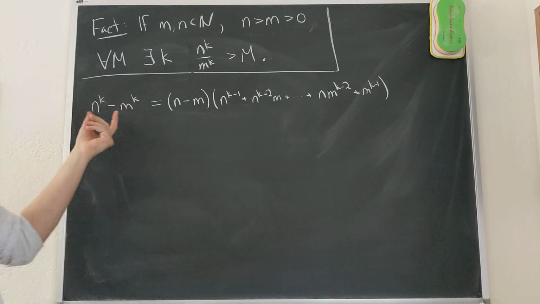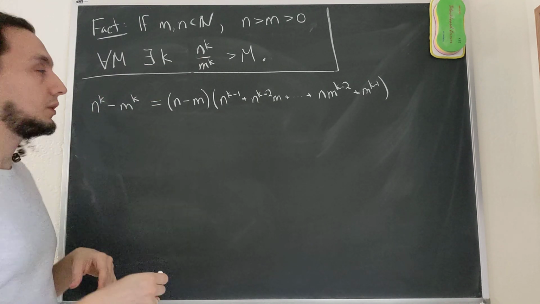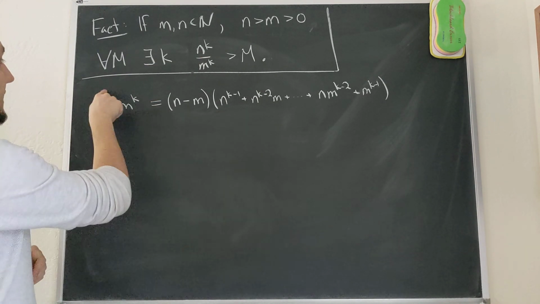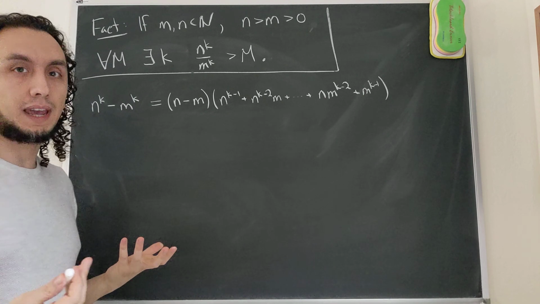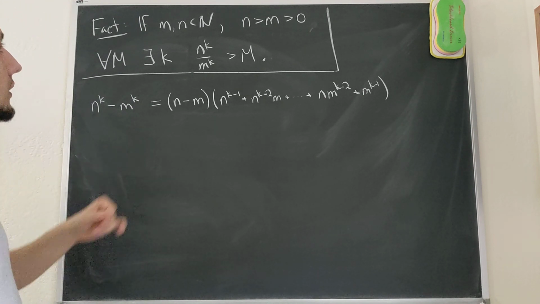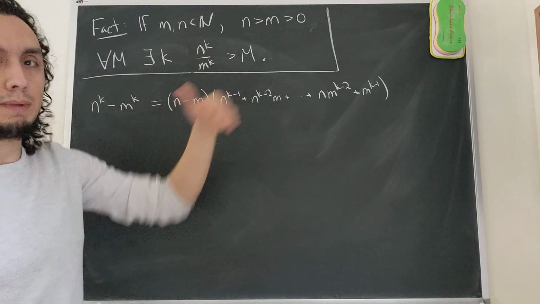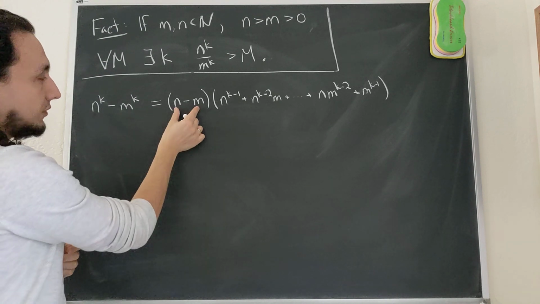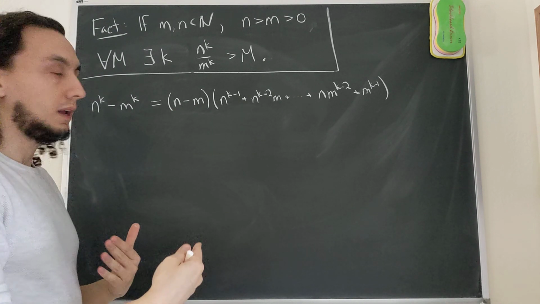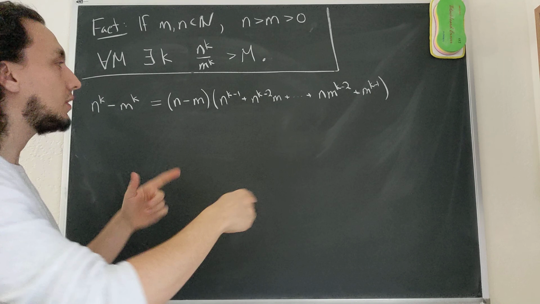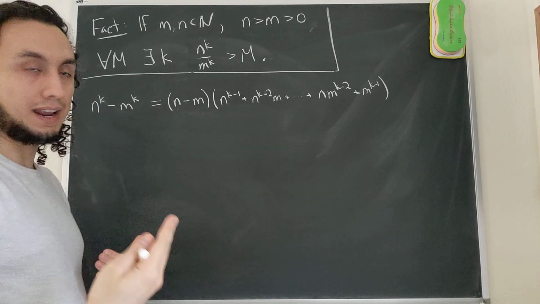So now this is the difference, not the ratio. We'll get to the ratio later. This is the difference between n to the k and m to the k for some fixed k. Now what do I know? Well, I know that n is greater than m, and these are natural numbers. So this difference here is at least 1. It might be 1, it might be 2, 3, 4, depending on how far apart n and m are.